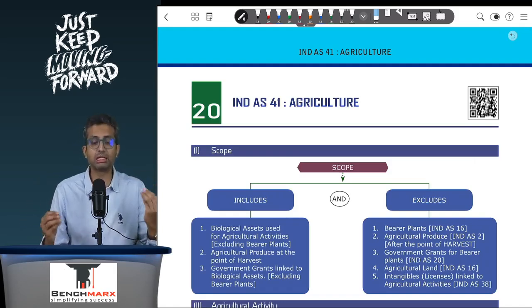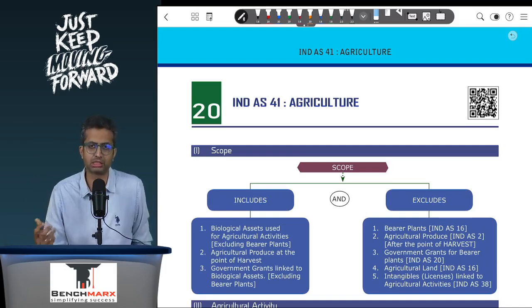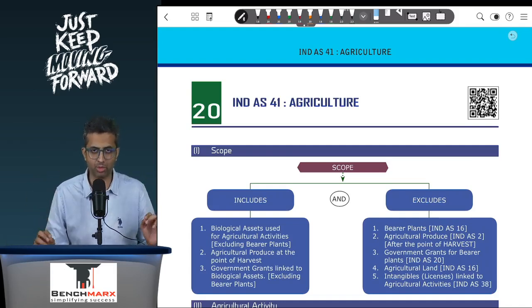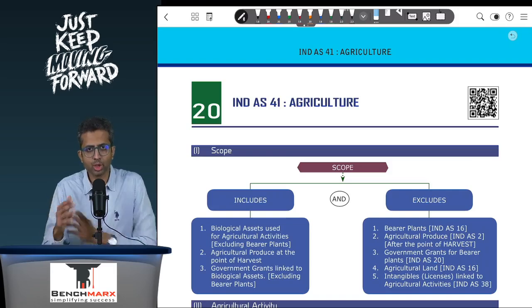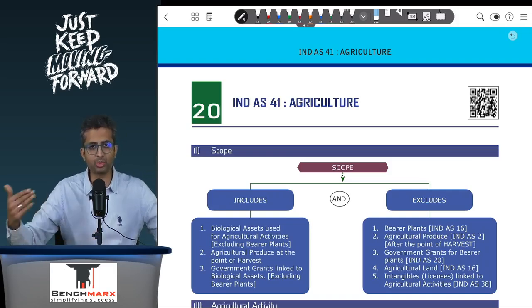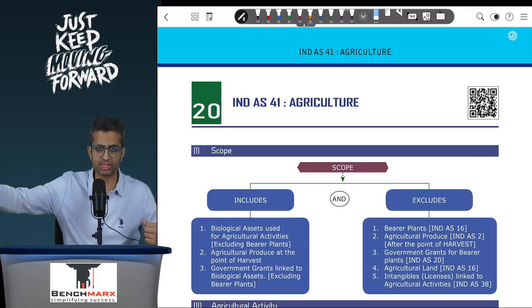Second is agricultural produce, that is, let us say in case of a cow, milk; in case of a sheep, wool; in case of a fruit plantation or a tree, let us say apple trees, apple is the agricultural produce at the point of harvest. And thirdly, government grants which are linked to biological assets which are measured at fair value less cost of sale. Now these are the three specific things which are covered under the standard. So why are these covered under the standard? We'll take that into consideration, but what is not covered is bearer plants because they go under Ind AS 16.